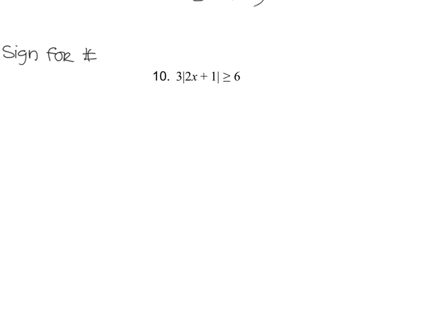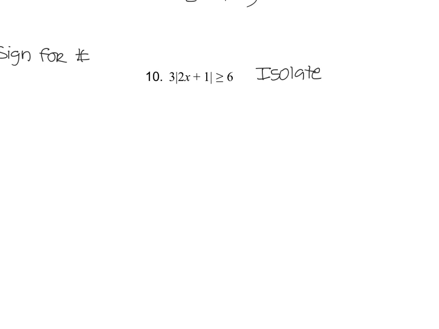All right, next example. 3 times the absolute value of 2x plus 1 is greater than or equal to 6. Before I can set up my 2 inequalities to solve, first I have to isolate the absolute value, just like we would with an equation. So that means dividing both sides by 3. So we end up with the absolute value of 2x plus 1 is greater than or equal to 2. Now I can set up my 2 inequalities.